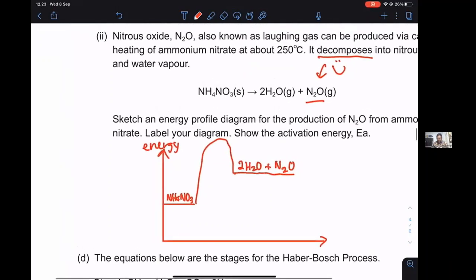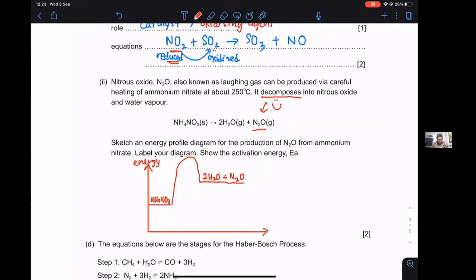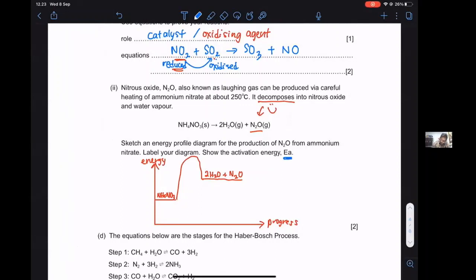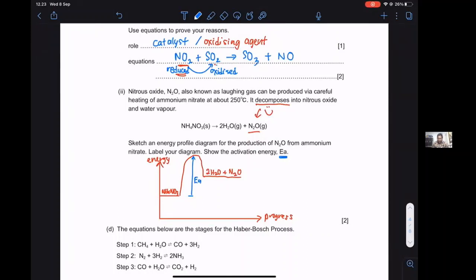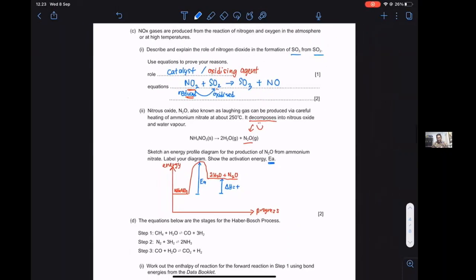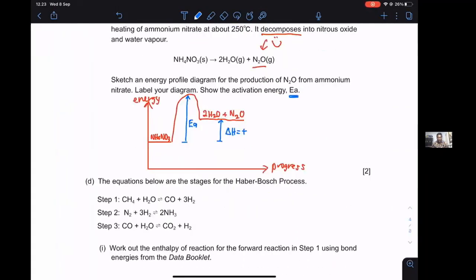And then there is no other information over here. They say that you should label your diagram. I've already labeled it. If you want, you can just write down progress over here. And if I want to show the activation energy, it's going to be from the bottom all the way to the top. So this is the activation energy. And then from here to here, this is your delta H, which is going to be positive. It's endothermic. If you want, write that down. So this is going to be the actual answer.